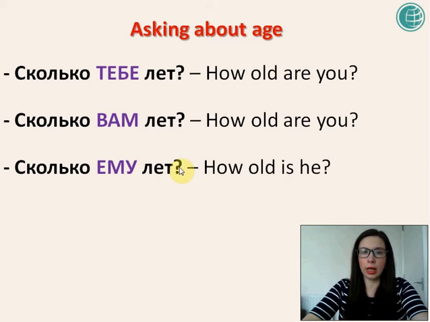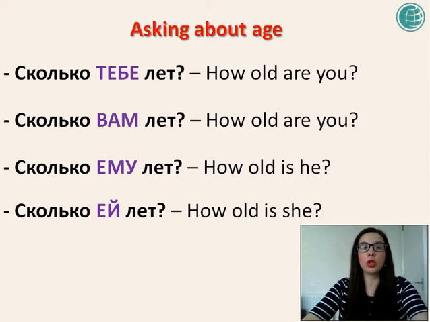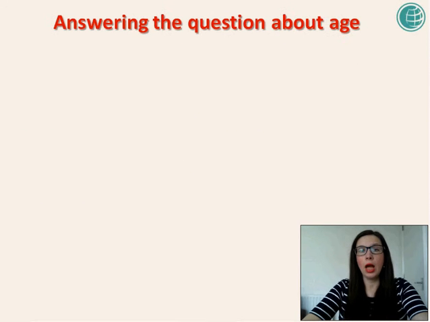Сколько ему лет? How old is he? And ему here, it's a form of the pronoun он, which means he. It's just the different case of the pronoun он. Сколько ему лет? How many years are to him? And another question, сколько ей лет? How old is she? Ей, it's another form of она, and она means she. These are 4 questions we know, and we can answer these questions also in a different ways.